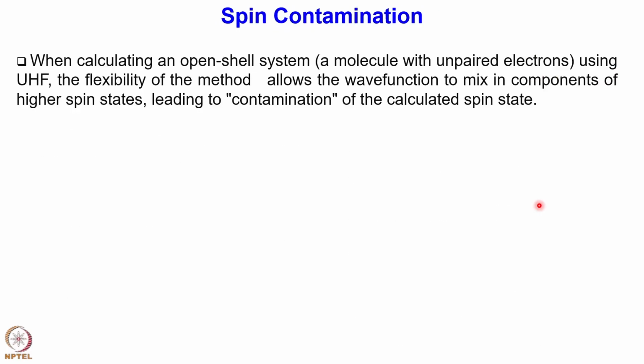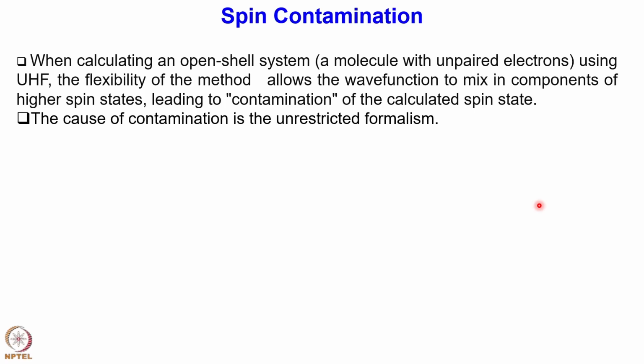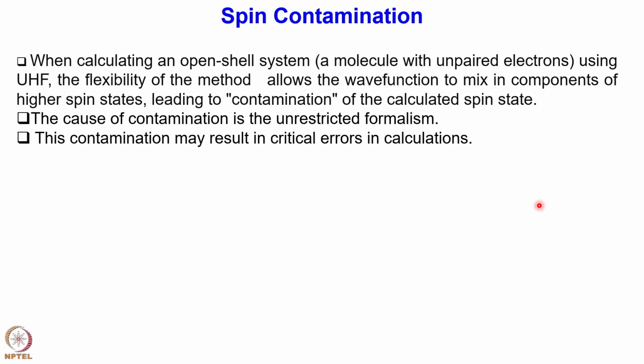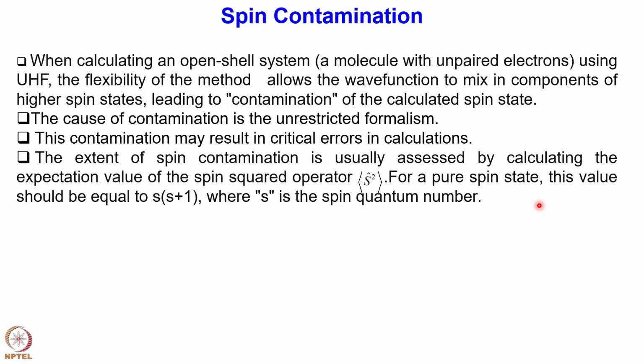Now, when I talk of spin contamination, it essentially means that when calculating an open shell system using UHF, the flexibility of the method allows the wave function to mix components of higher spin, leading to contamination of the calculated spin state. That means, if I have a doublet spin state, it will get contaminated by a quartet spin state. If I have a singlet spin state in the UHF formalism, it will get contaminated by the triplet spin state. And the cause of the contamination is the unrestricted formalism. This contamination may result in critical errors in the calculation, especially energy and geometry.